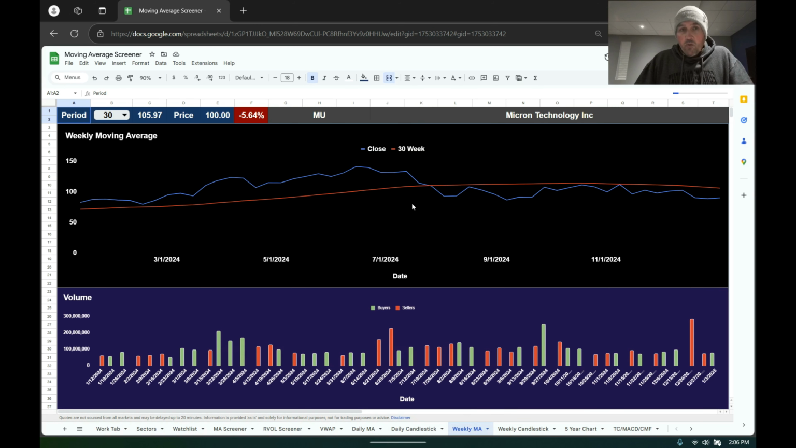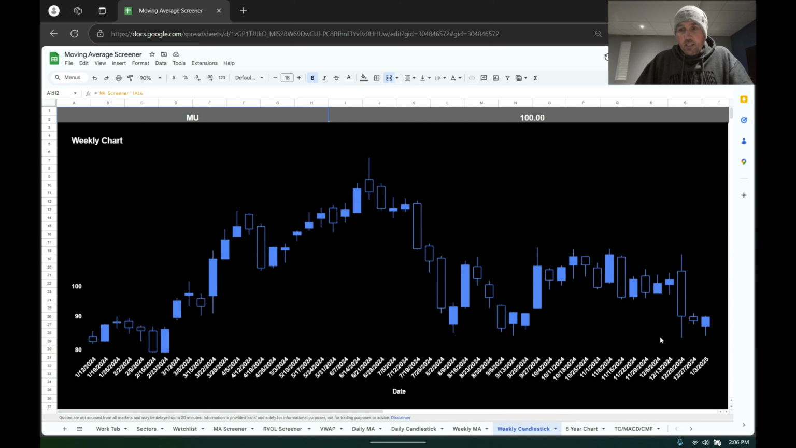If we look at the weekly moving average, we're about 5.64% under that currently, and you can see we've been trending under that for a while. We had some big volume 3 weeks ago that pushed this down even further. If we go to the weekly candlestick chart, we do have a hammer here at the bottom that indicates a reversal on a weekly time frame because we're downtrending, and then we get a hammer candle.